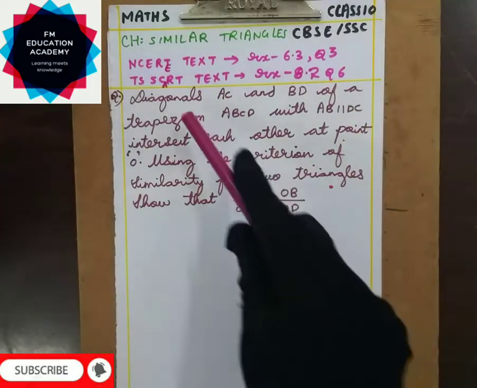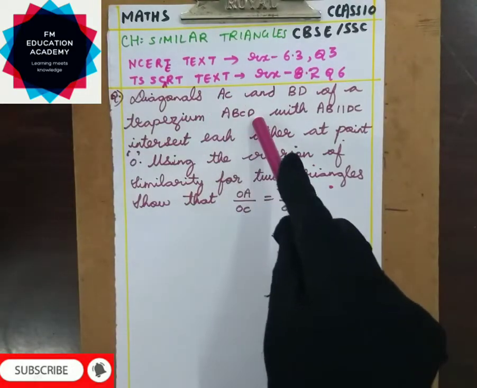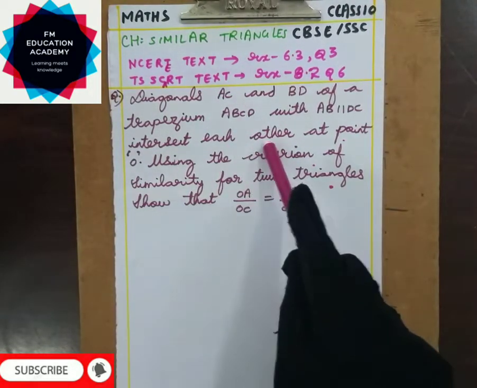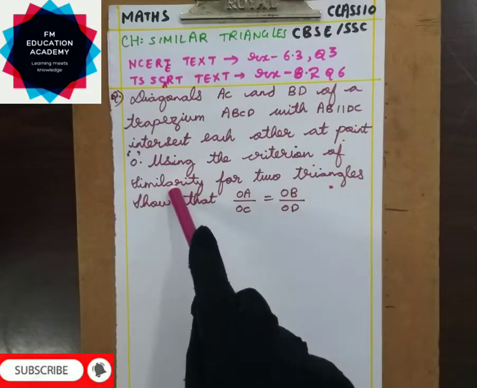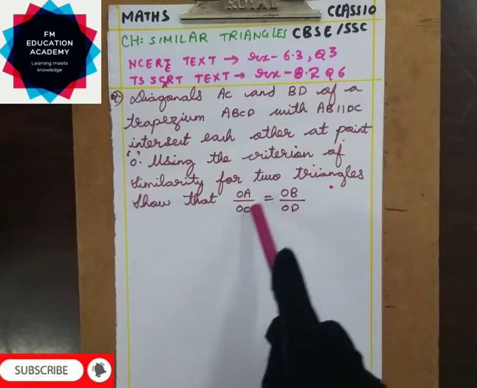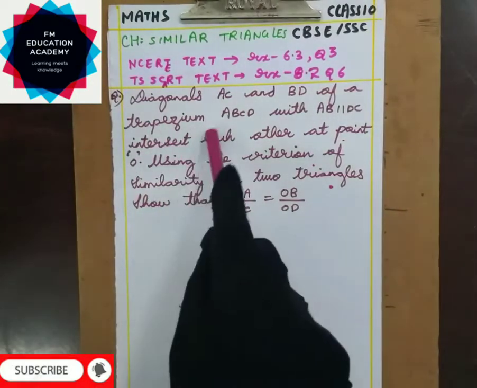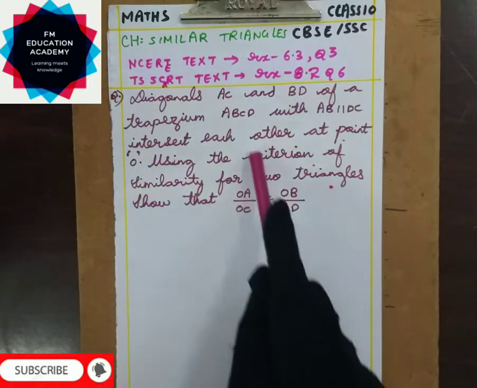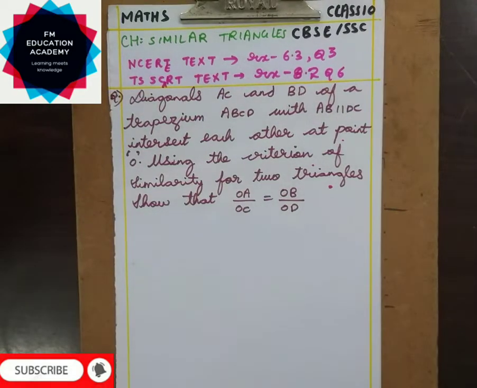So the question is, diagonals AC and BD of a trapezium ABCD with AB parallel to DC intersect each other at point O. Using the criterion of similarity for two triangles, show that OA by OC is equal to OB by OD. So for this question, since it is telling me there are diagonals AC and BD of a trapezium ABCD, I should draw a trapezium. Trapezium is not given in the figure, we need to draw it.